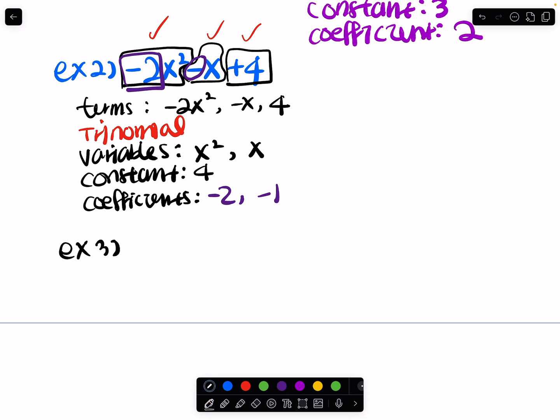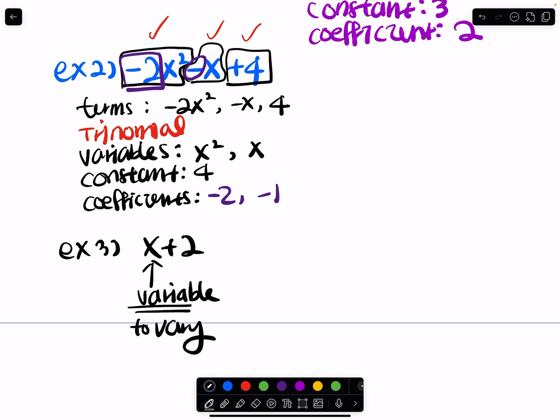What if your expression says x plus 2? That's an expression, right? That's a binomial. Variable is x, constant is 2, and coefficient is 1. 1 right there, but we don't show that. Now, with that expression, we call this x a variable. It's got the word to vary, right?